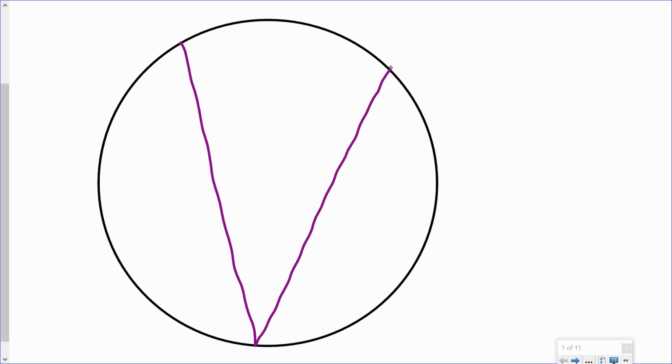And what type of angle is this when the vertex is on the circle? Well, we call that an inscribed angle. And an inscribed angle is half of the arc that it intercepts. So here is your intercepted arc. So let's say that this here is 60 degrees. If that's the case, then the inscribed angle is 30 degrees.